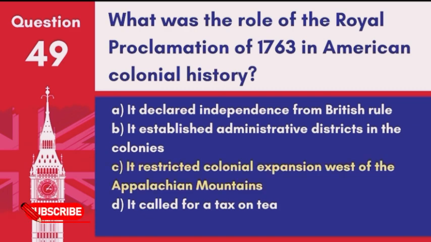Answer: C. It restricted colonial expansion west of the Appalachian Mountains. The Royal Proclamation of 1763 played a role in American colonial history by issuing a boundary, known as the Proclamation Line, which restricted colonial expansion to the west of the Appalachian Mountains to mitigate conflicts with Native Americans.